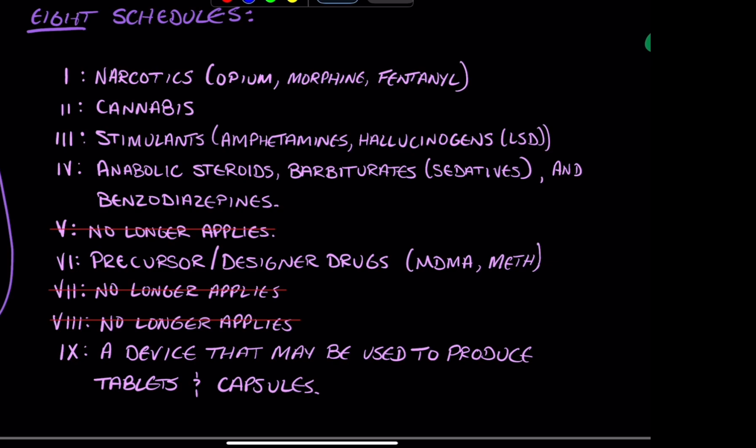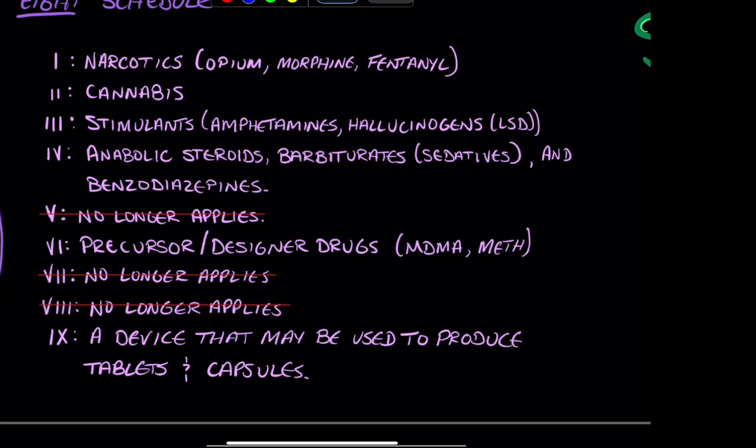So I said class 5, not applied anymore. It's a deprecated class. I don't know why they just don't move everything up, but class 6 would be your precursor and designer drugs. So you're looking at MDMA, meth, the street drugs, those synthetically made ones that aren't actually developed by pharmaceutical companies, for example. Classes 7 and 8, they're again deprecated, no longer applies. Don't have to worry about them.